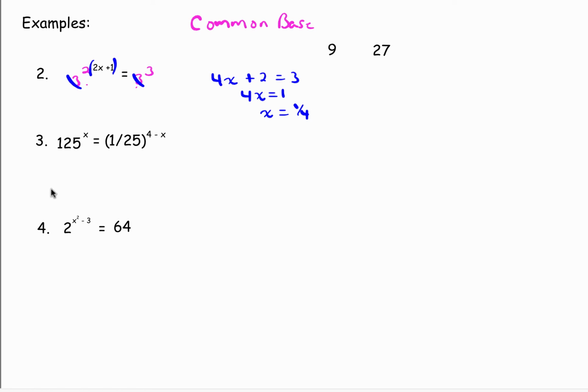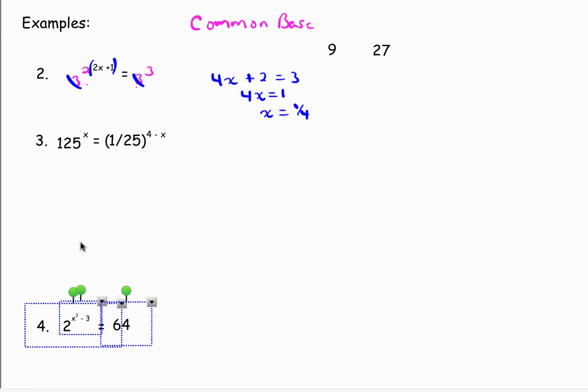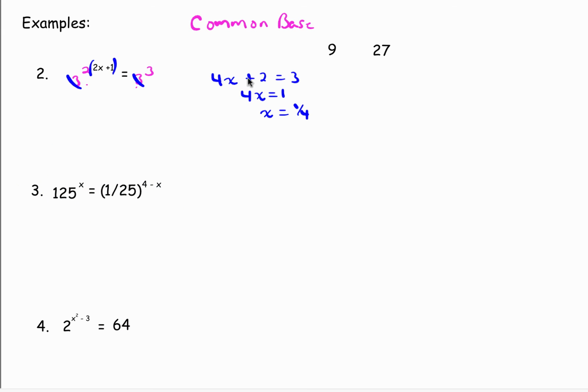All right, so when we look at this third problem here, let's give ourselves a little room. We have to think what's a common base between 125 and 1/25. Well, the common base is 5. 5 goes into both of those. So we have to rewrite 125. 125 is really a base 5 raised to the third power, so I'm going to replace that 125 with 5 to the third. 1/25 can be rewritten as 5 to the negative 2, so I'm going to replace that 1/25 with 5 to the negative 2.